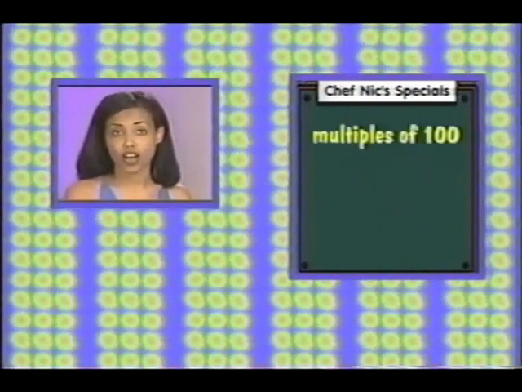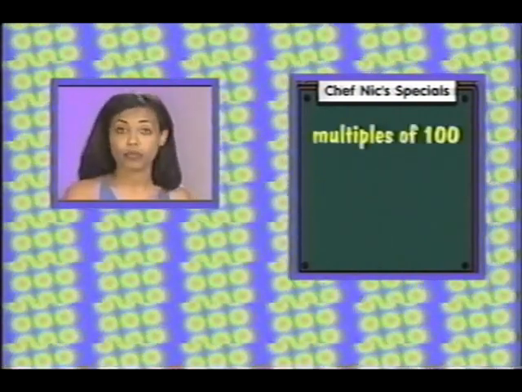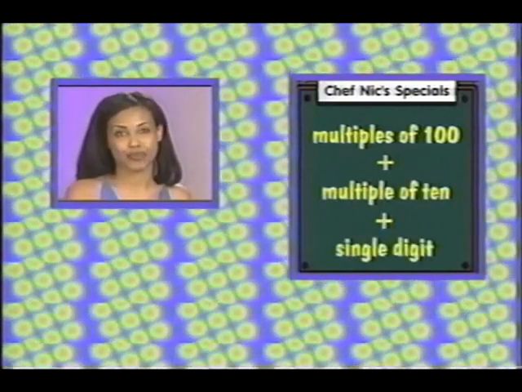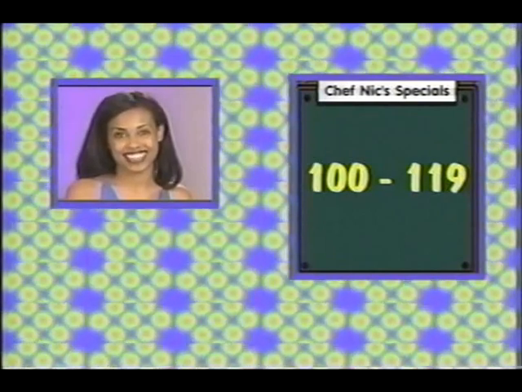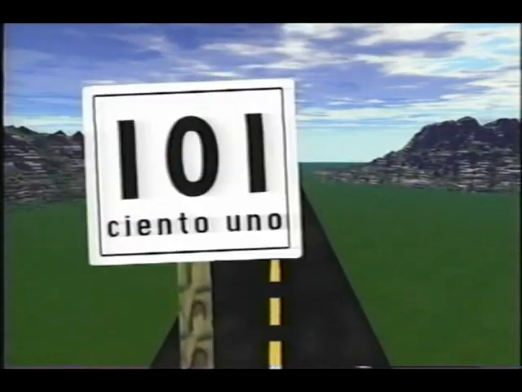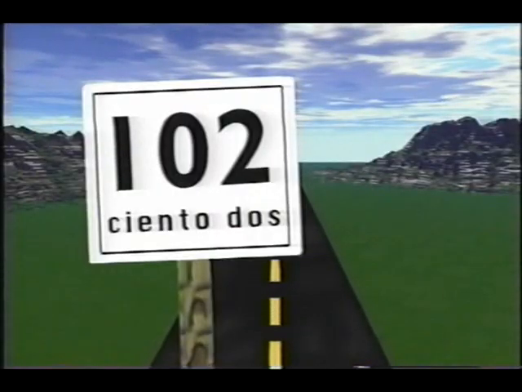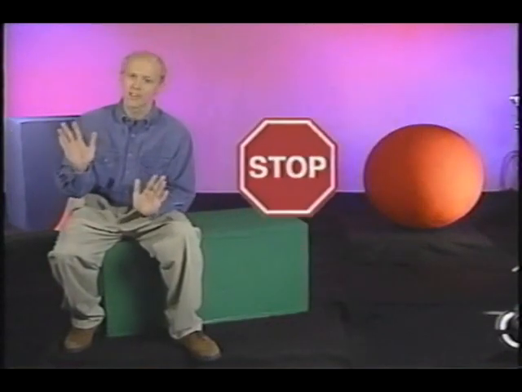For the numbers between 100 and 1000, you just have to memorize the multiples of 100, then tack on the appropriate multiple of 10 and single-digit number. Here, we'll show you. Let's start with 100 through 119. Cien, ciento uno, ciento dos. Whoa, break for a second. There are a couple of things to look at here.